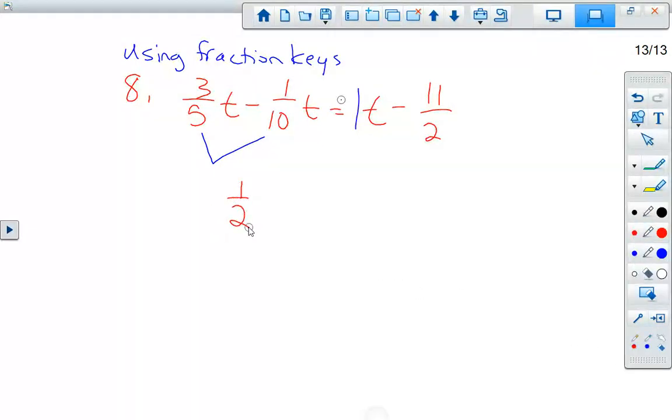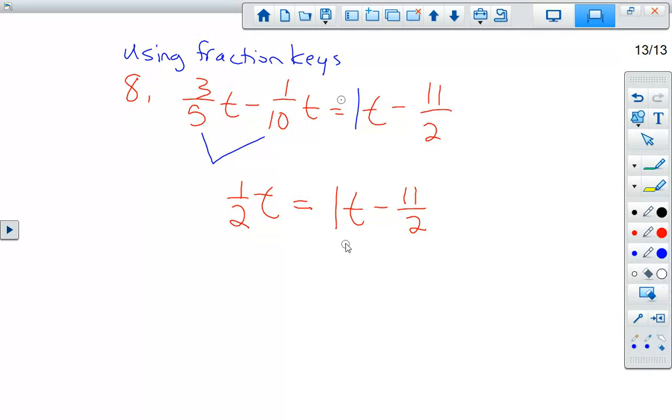That's with a t on it, isn't it? And over here we have 1t minus 11/2. Now this is a little unusual because it's missing a constant on this side. You're used to seeing a number there, you don't. But at this point, we just need to bring those t's together.